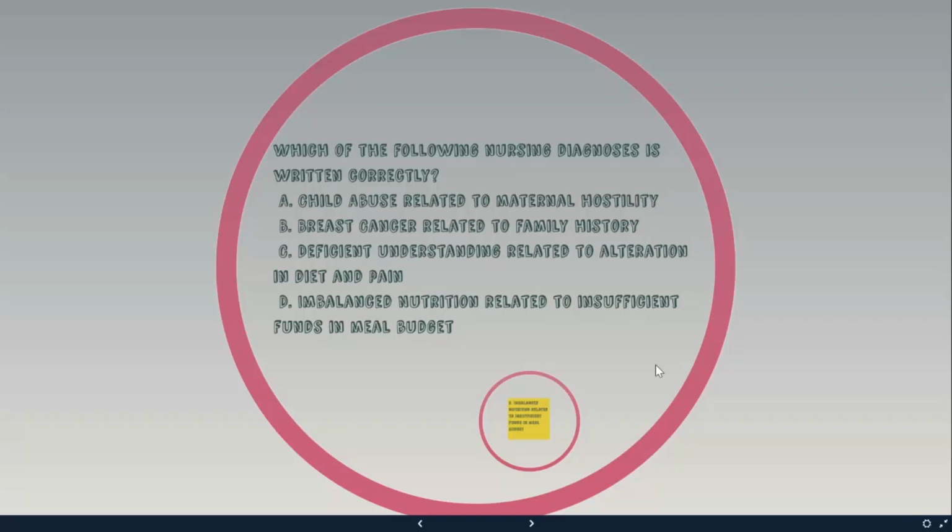deficient understanding is not a problem. Deficient knowledge is a NANDA approved nursing diagnosis, but deficient understanding is not a label or problem statement that you would use for a nursing diagnosis. D, the imbalanced nutrition related to insufficient funds in the meal budget, is basically saying their nutrition is imbalanced because they're unable to, and it might be something that they state to you that tells you that they don't have enough money to really pay for different foods that would enhance their nutrition.